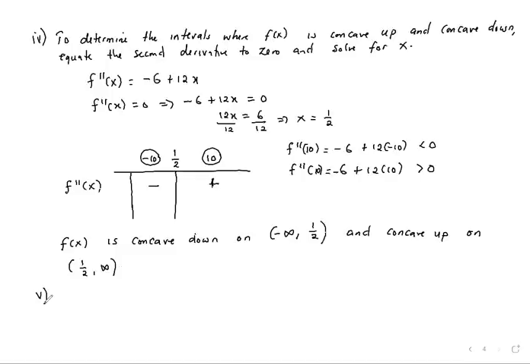Part 5. Well, since f prime prime of x is not 0 on all critical numbers, there is no point of reflection.